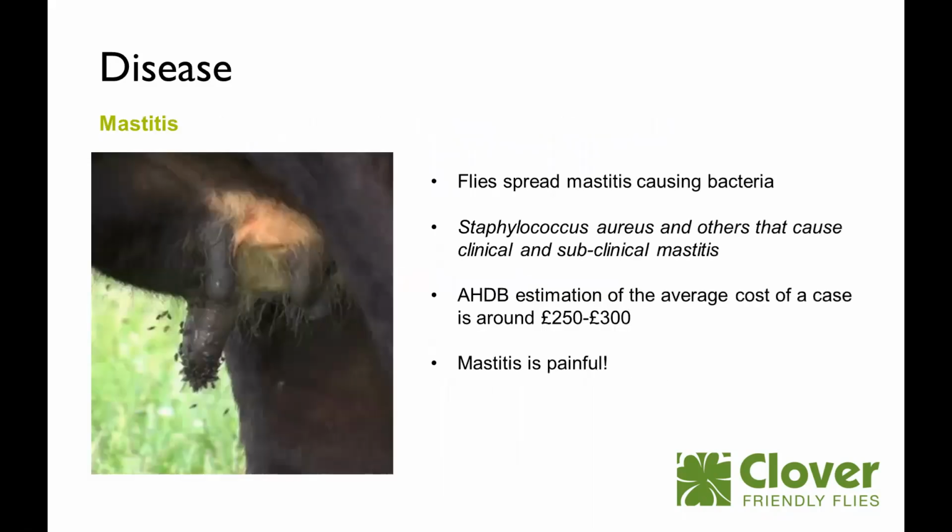Another one is mastitis, in particular summer mastitis, which again, the bacteria are spread by flies. AHDB estimate that a single case of summer mastitis can cost almost £300 on average. So obviously there's a big economic impact as well as the welfare impact of the pain and all of that.